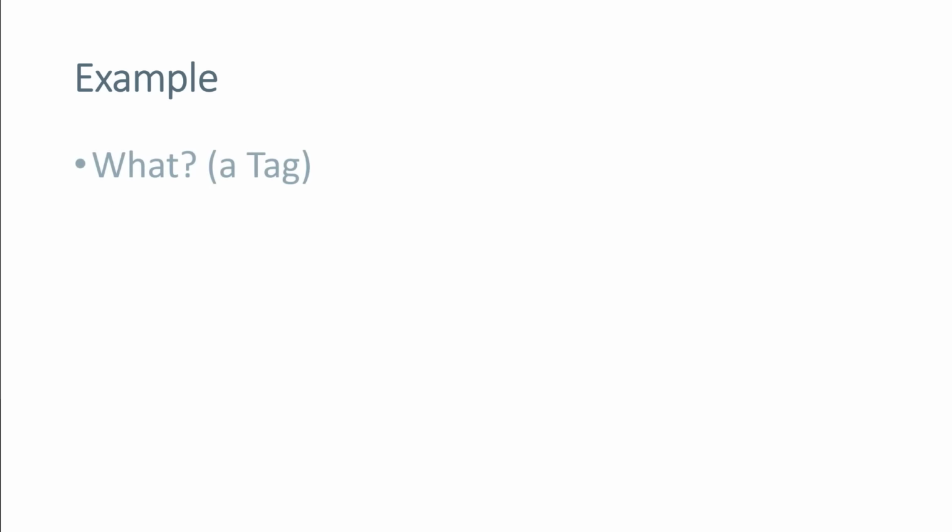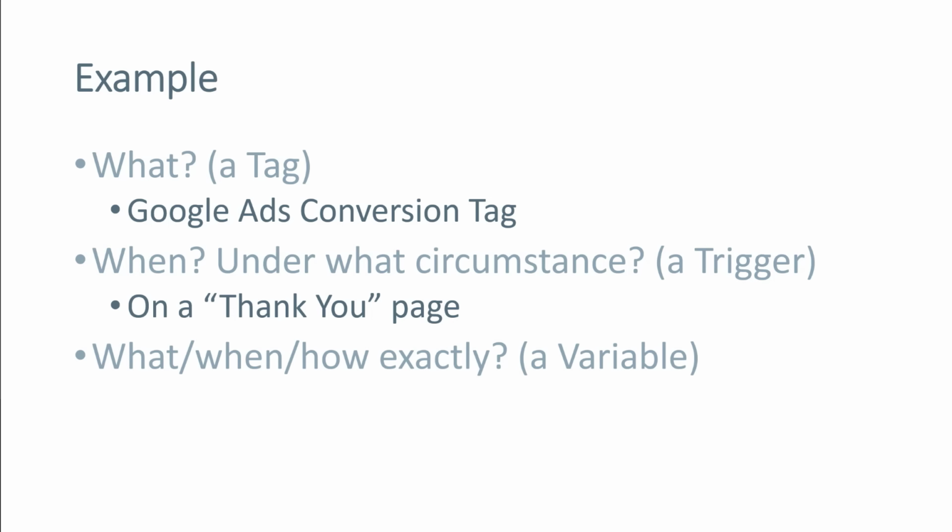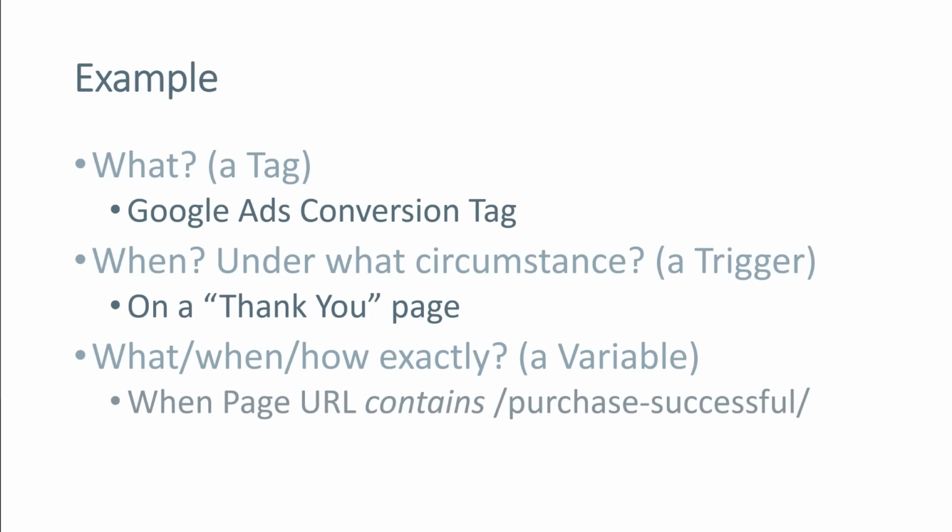Let's start with what? A tag. In this case, a tag could be a Google Ads conversion tag. Because what will this tag do? It will track a conversion. When will that tag do this? It will do it when a visitor lands on a thank you page, also known as order confirmation page. And then when exactly, or what exactly, or how exactly. So in this case, the when exactly would be when page URL contains purchase successful. So the page URL in this case is the variable.